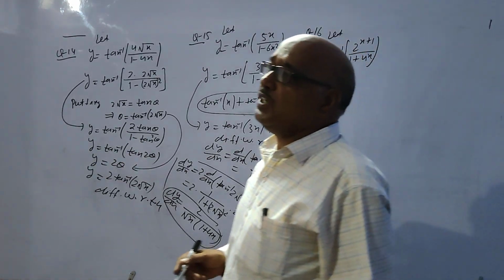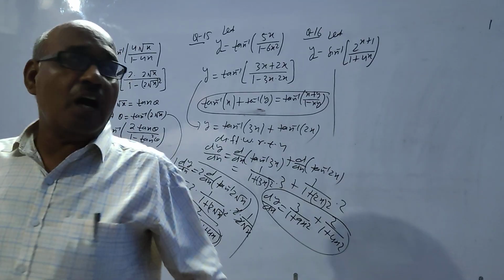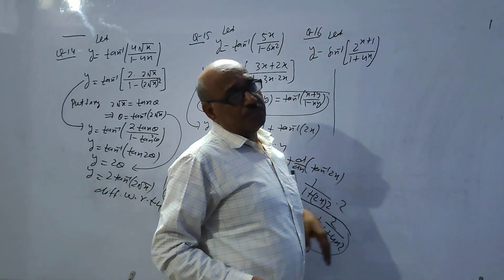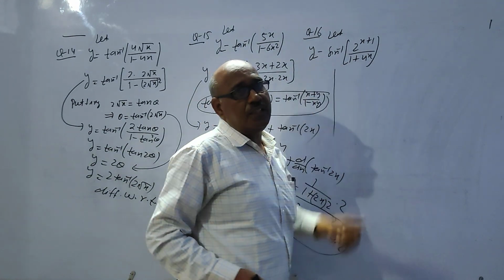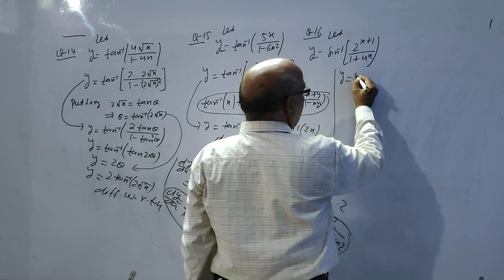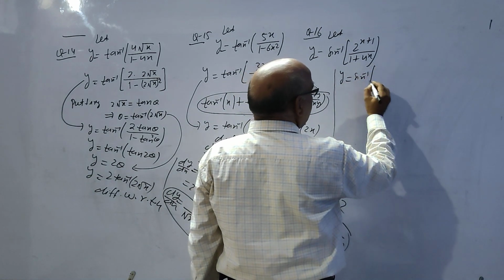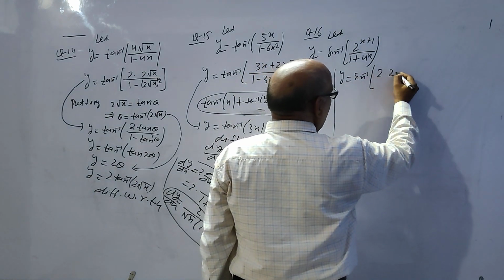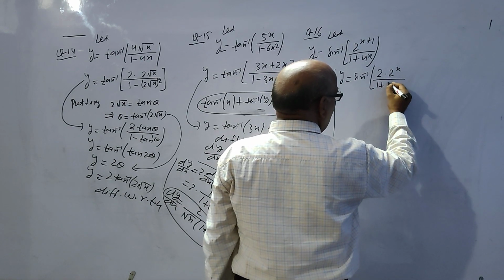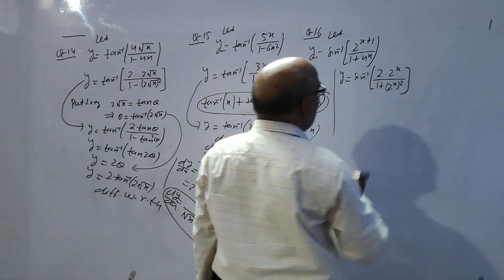What should be substituted in place of x, so that after solving, the result comes in terms of sine? Why? Because outside it there is sine inverse. So you can write y is equal to sine inverse of 2 into 2 to the power x upon 1 plus 2 to the power x to whole square.